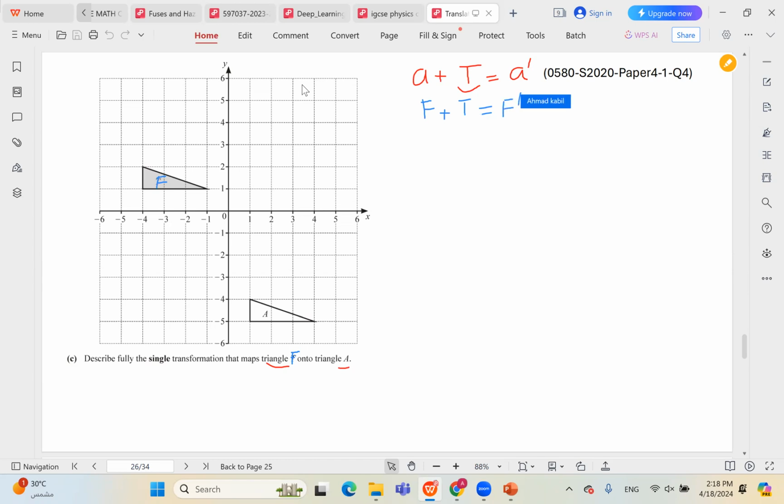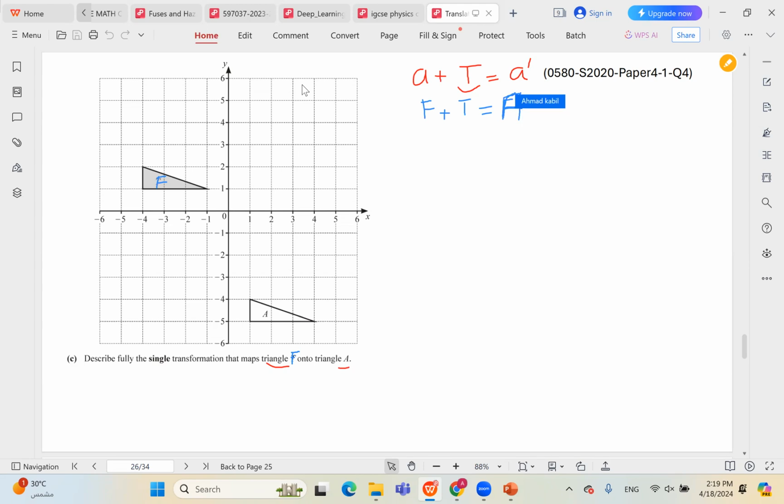Now, how many points do we need in order to get T? Our purpose here is to get T. So the idea is that you only need 1 point, and I'm going to show you why. So F dash here is what we actually have. We just don't have T. And F dash is actually called A. So this is triangle A.